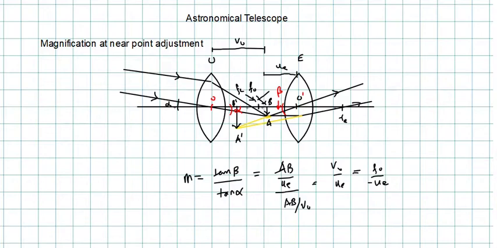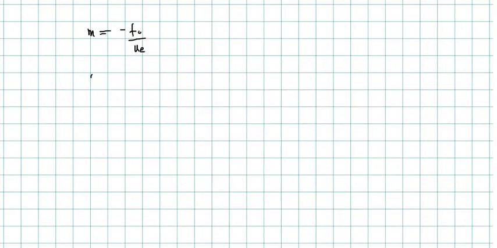That means the final image is formed at D, 25 centimeter from the eyepiece. So this is not present in this expression. So we have to manipulate it a little bit. So how to do it? You see, we know u equals minus u_e, v would be minus D.